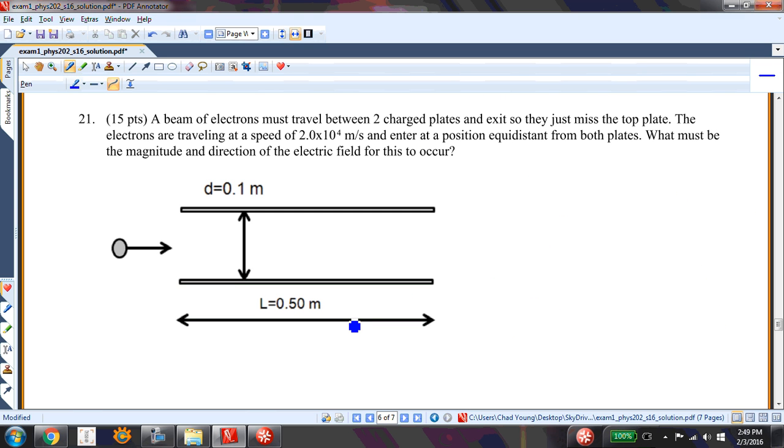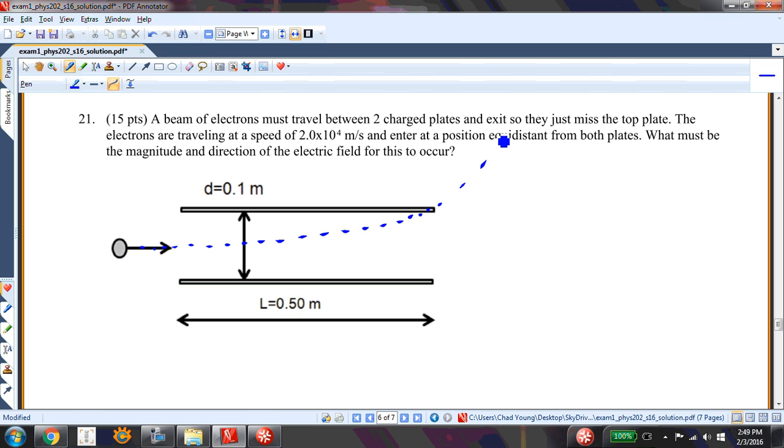Okay, one more. This was straight from the homework, so hopefully if you were good on your homework, you were good on this. I have this beam of electrons. They're traveling through these two plates. I want them to go such that they just miss the top of that plate. You use this in a lot of different places. Mass spectrometers and inkjet printers use a similar setup to move charged particles of ink where you want them to go. So a similar setup where you use electric fields to move charged objects.